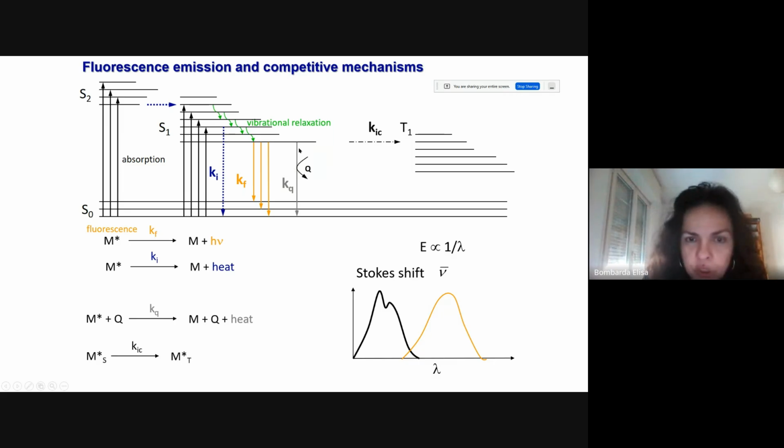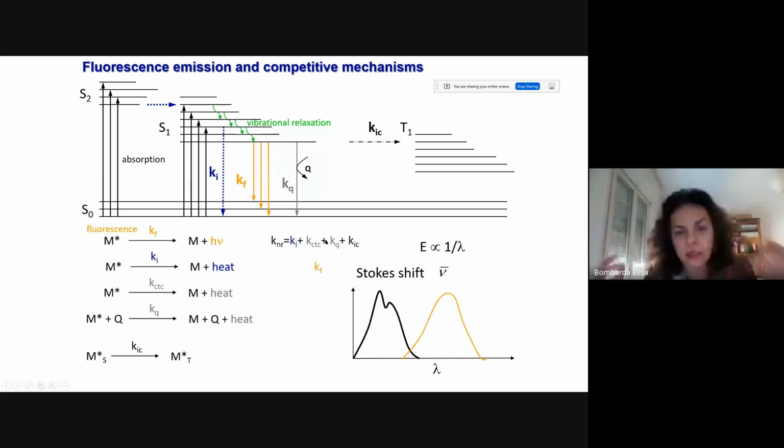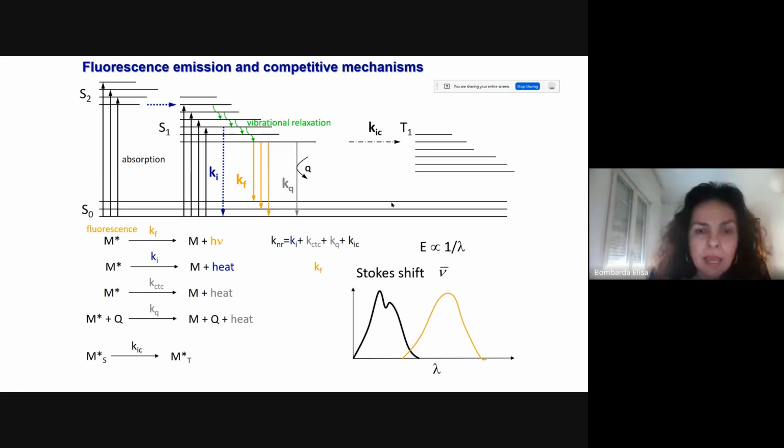So you see a part of the energy goes into another state. Then we can also have some collisional quenching. This is collision with another molecule, and that's quenching, and it is also associated with it. So we have the rate constant of fluorescence, which is the radiative one, and we have plenty of non-radiative rate constants according to the system, which are not associated with the emission of a photon.